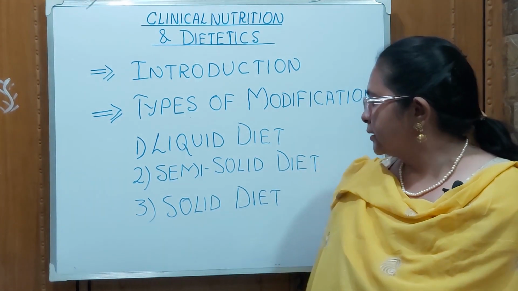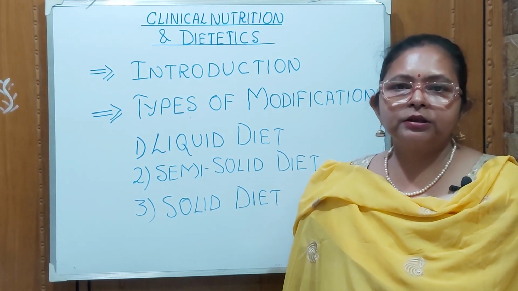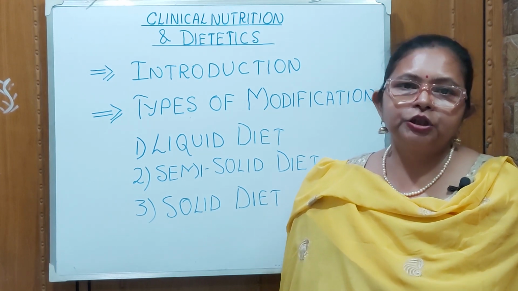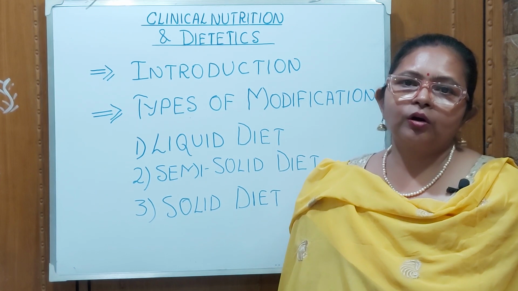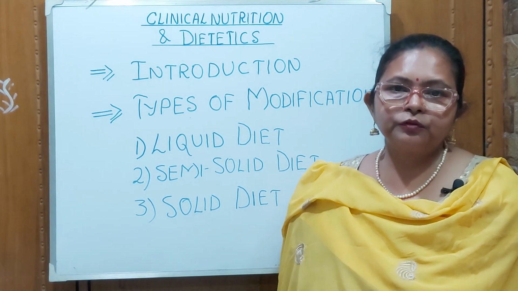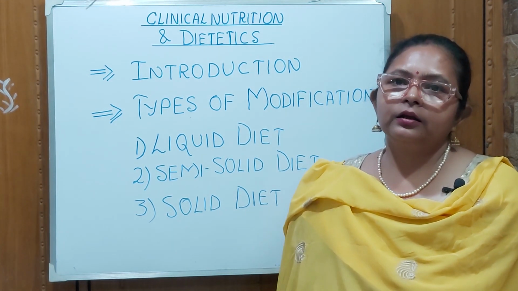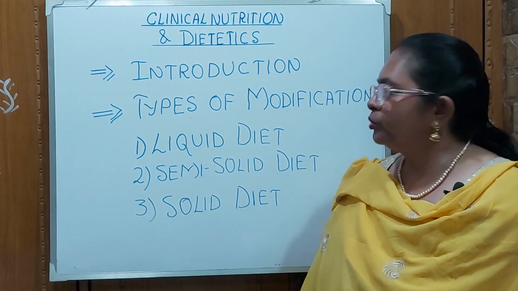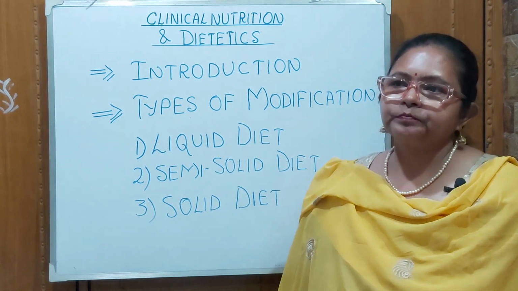And next comes the solid diet. Solid diet means food given when the patient's condition is such that the patient can chew the food and digestive power has also developed. At that time solid food is given. An example of solid food is the balanced diet which we take from breakfast to dinner. This solid diet is given to any patient who does not have any problem.